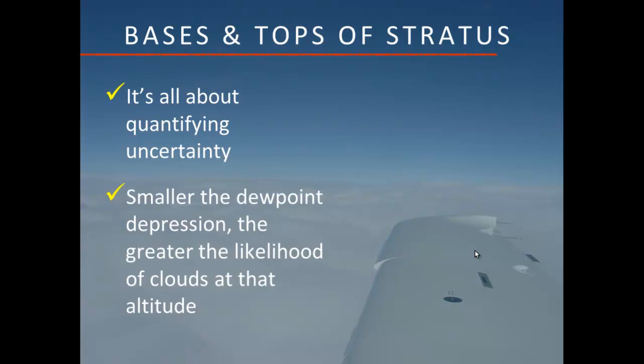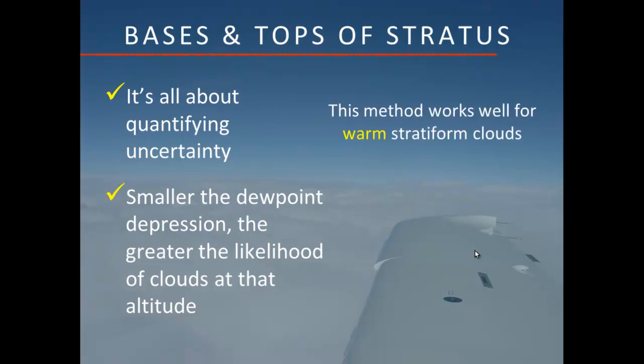And that is, the smaller the dew point depression, the more likely that you're having clouds at that particular altitude. So again, you're looking for small temperature dew point spreads, and that gives you an indication that there's a possibility of clouds at that altitude. And this really works pretty well for warm stratiform clouds. Once you get to about -10 Celsius and colder, not so much so.